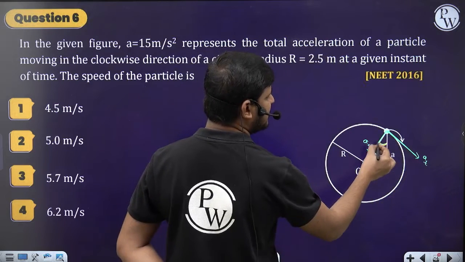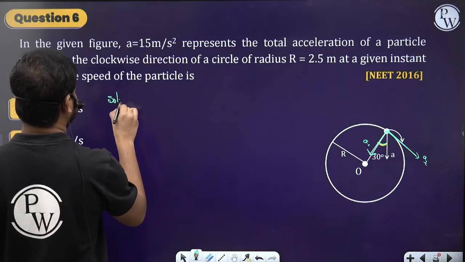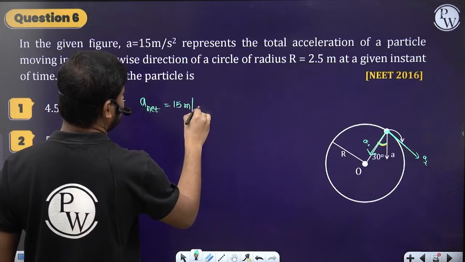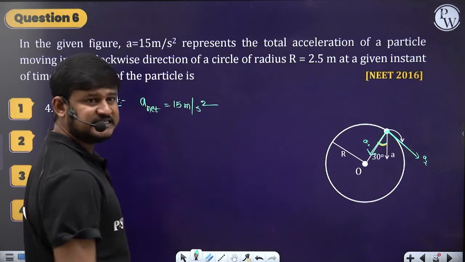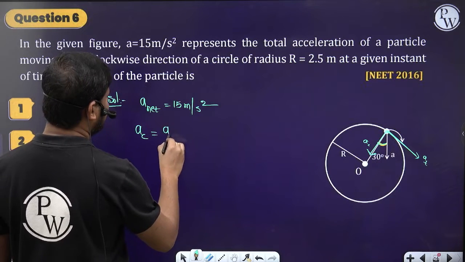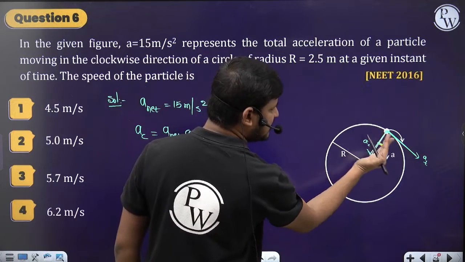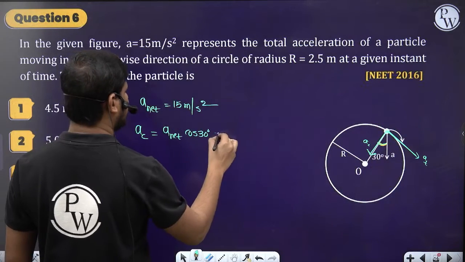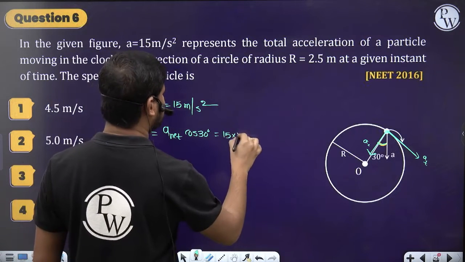This angle is given as 30 degrees, and A net is given in the question. A net is equal to 15 meter per second square. So obviously, can we find what is AC and what is AT there? The centripetal acceleration AC will be equal to A net, its cos component, cos 30. So A net is 15, into cos 30, and the cos 30 value is root 3 by 2.